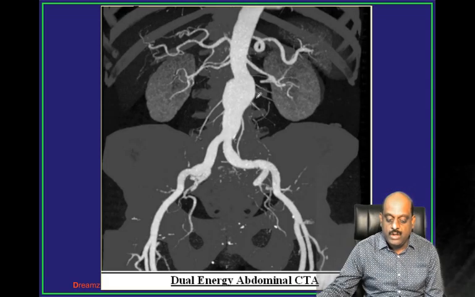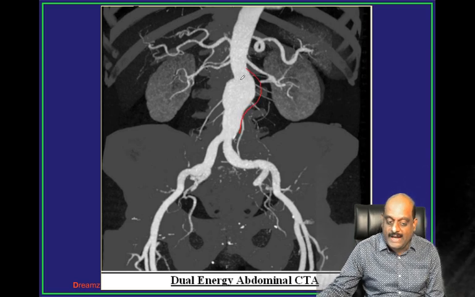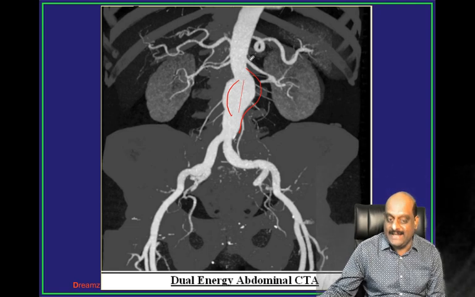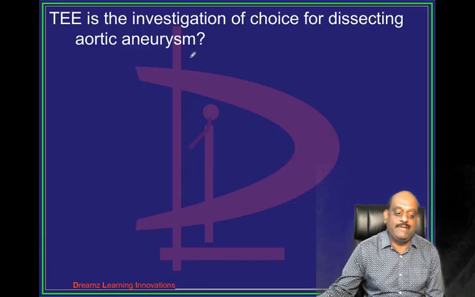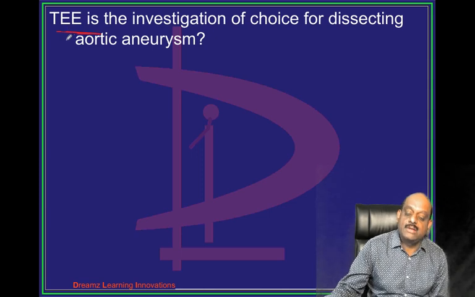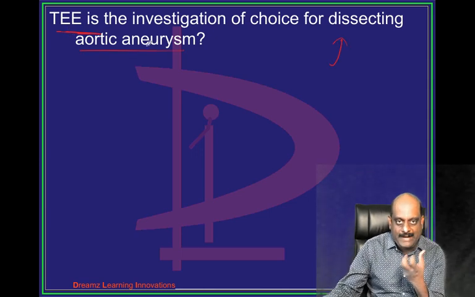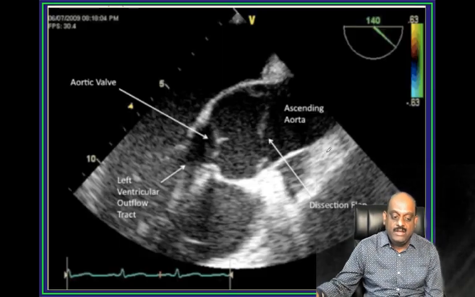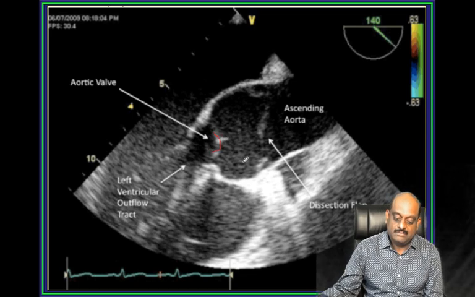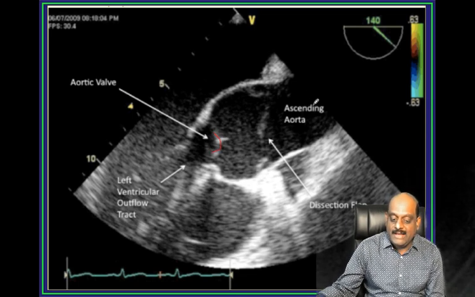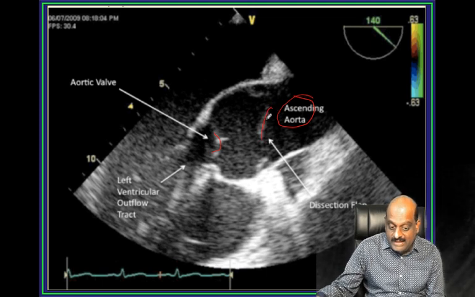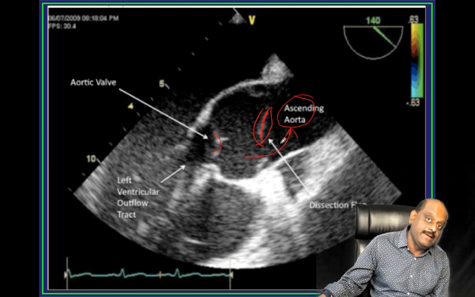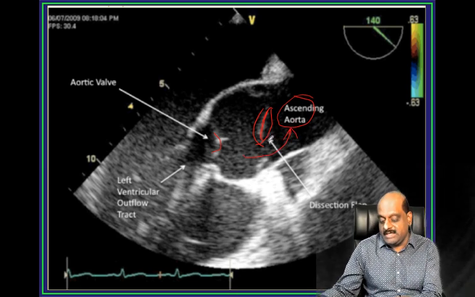So this is how you conduct a CT angiogram. CT angiogram, dual energy abdominal CT, in order to identify it. Now doctor, to catch a dissecting aortic aneurysm, what is the best investigation? Transesophageal echo. You can see the aortic valve. Then in the ascending aorta, you can see that dissection and the dissecting flap that is creating a false lumen. That is what you can do with transesophageal echo, which is very sensitive.